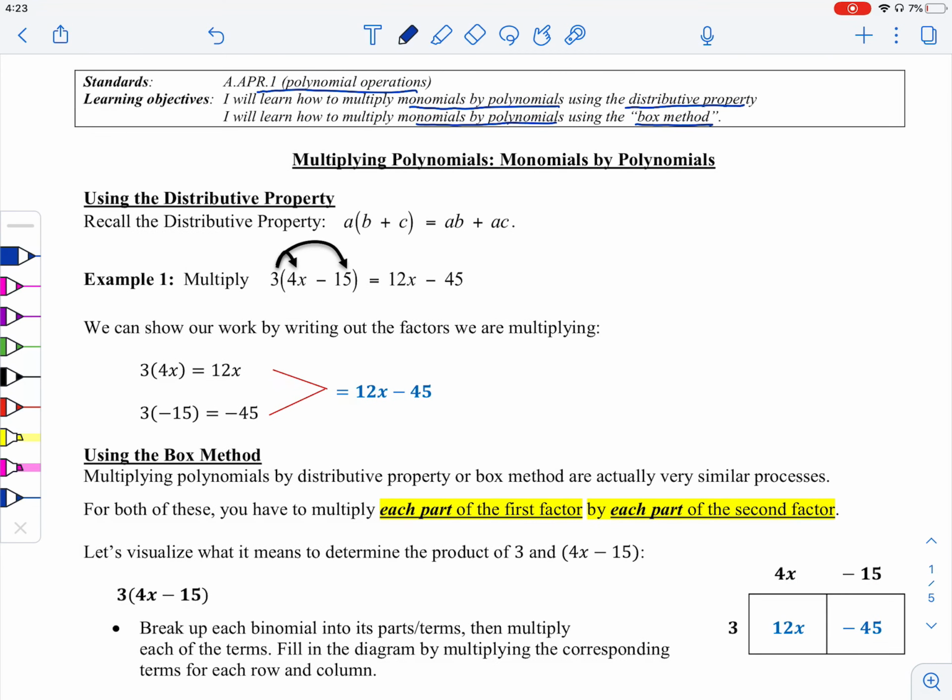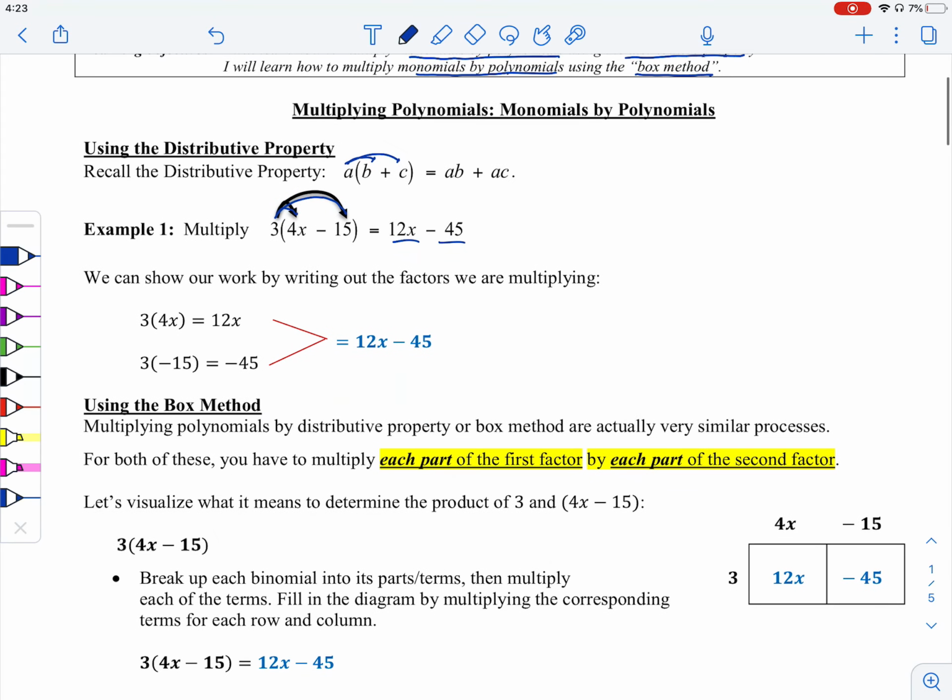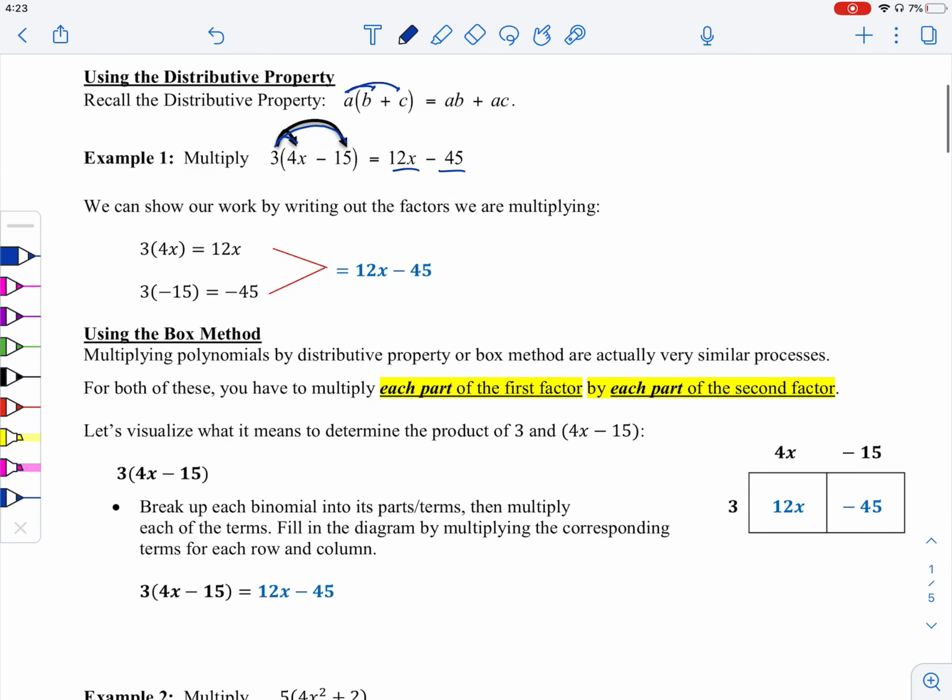So using the distributive property, right, we know that. We just take whatever's on the outside, distribute it, and multiply it, right? So like 3 times 4x, we get 12x. 3 times negative 15, we get negative 45. That's the distributive property, right? We show our work by writing it out.